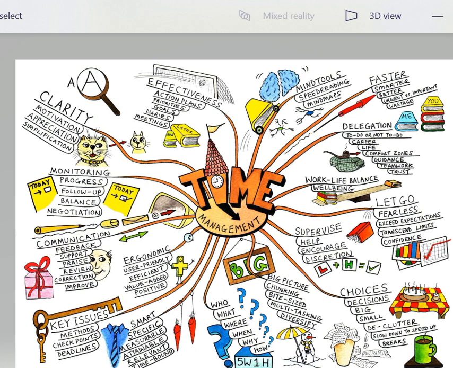Next, use work-life balance. Well-being. Let go, fearless, excite expectations, confidence, and transcend limits. Also, have different choices. You need to make decisions. It needs to be big or small. It needs to be decluttered and slow down to speed up. What do I mean here?